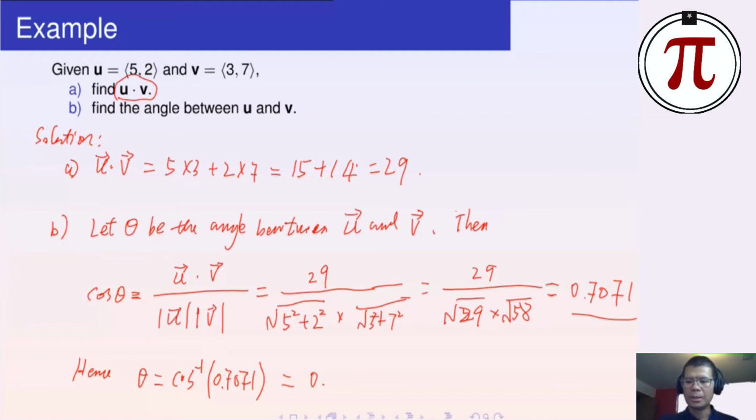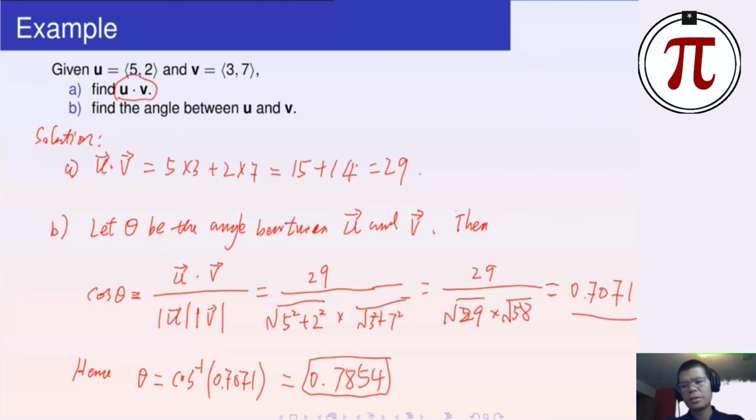What did you guys get? 0.7854, yes. Okay, very good. All right, so that's the angle between the two vectors. Very simple, right? So you find the dot product and then find the cosine using the formula, take the inverse cosine. You got the theta.